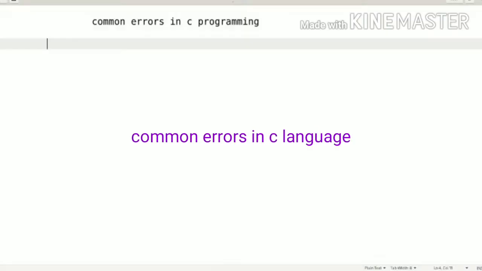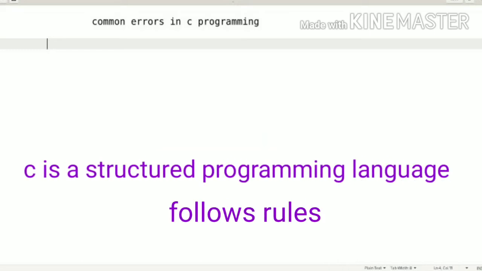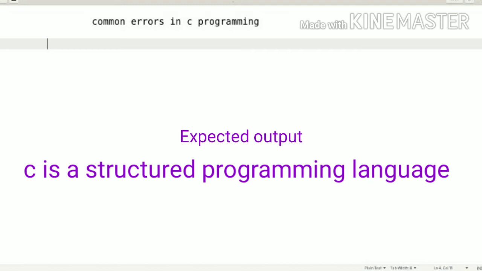So friends, today we are going to discuss common errors in C language. Actually, why do we get errors in C language? Because C is a structured programming language. So it follows some syntaxes and some rules. So we have to follow them to get the correct output, the expected result.